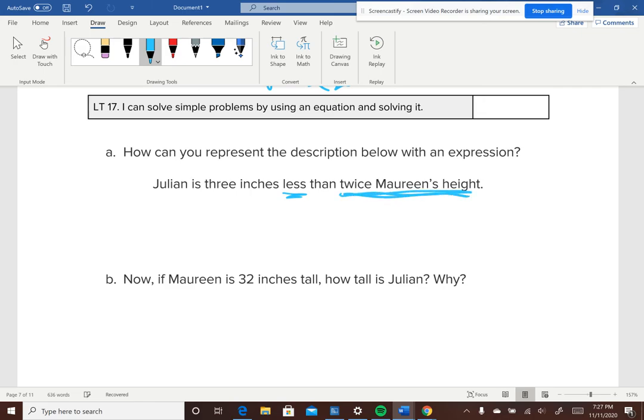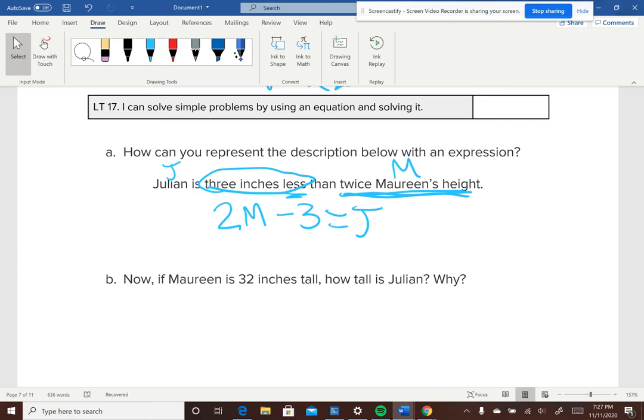All right, so I'm going to use a J for Julian and an M for Marine. And here we're doing whatever twice Marine's height is, so 2 times Marine's height, 2M, minus 3, right, because 3 inches less than, equals what Julian's height is. So does that make sense? We start with twice Marine's height, subtract 3 from it, and that's going to give us Julian's height.